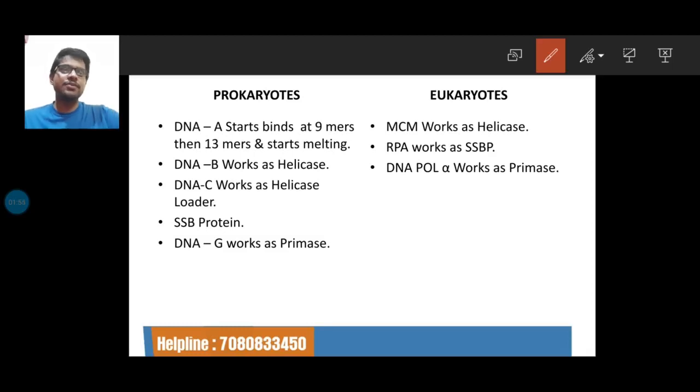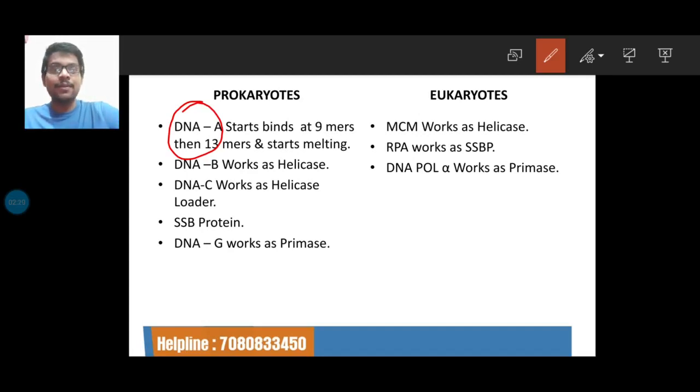See the difference in prokaryotes and eukaryotes. In case of prokaryotes there are multiple proteins present, that is DnaA, DnaB, DnaC. So at first DnaA starts the replication initiation. It binds at the 9' sequence. After that it binds to the 13' sequence and starts melting, and it is an ATP dependent process.